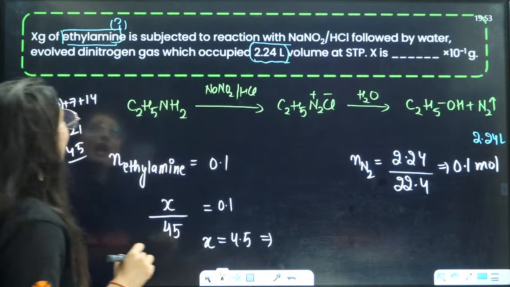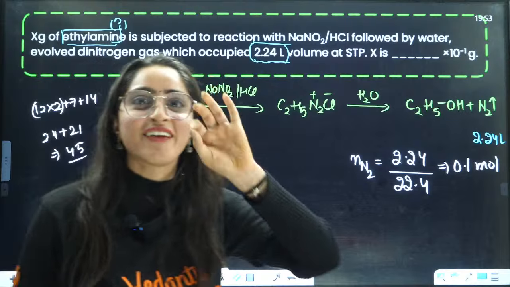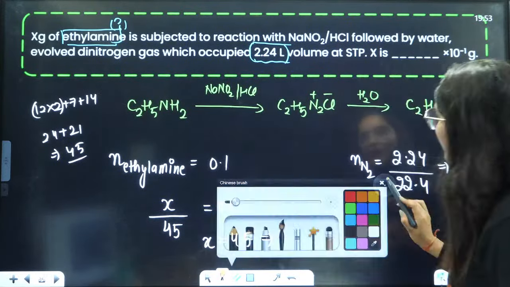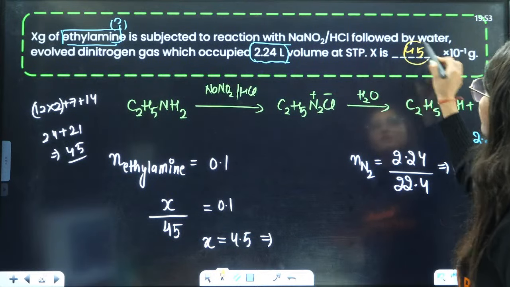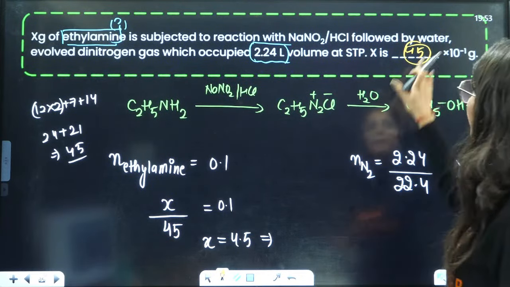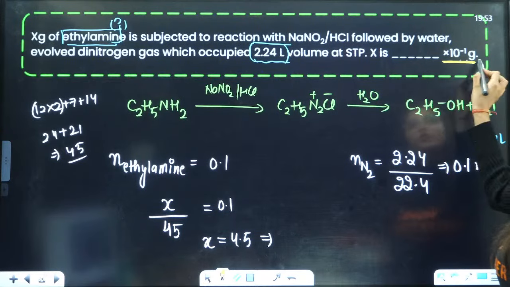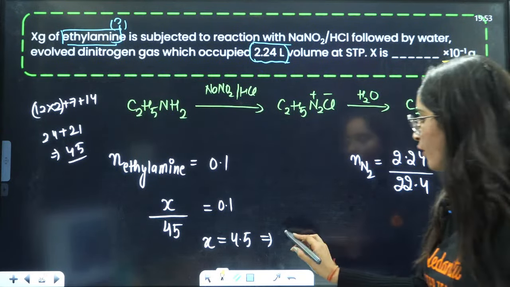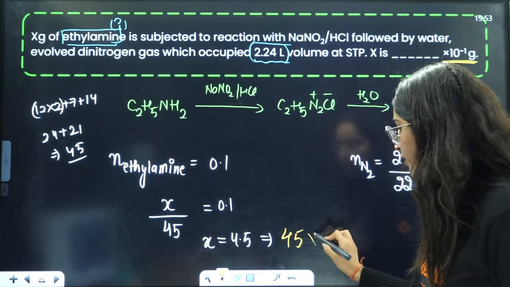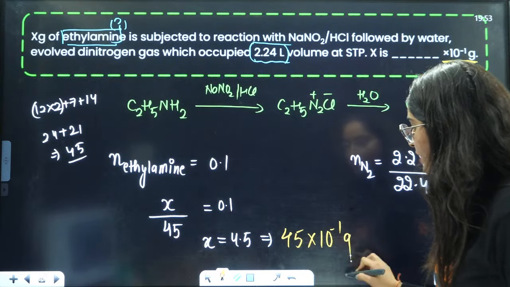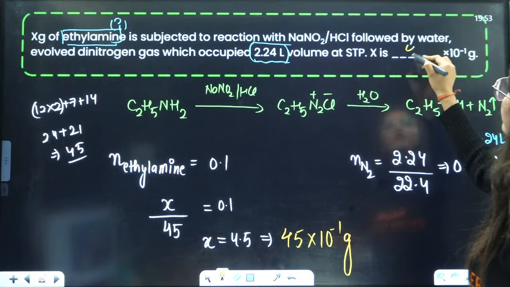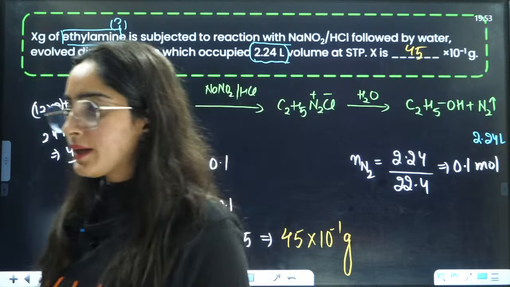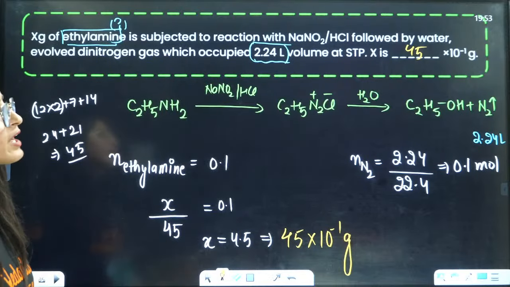See, a very silly mistake that students can make is to say, ma'am, here I have written the answer as 45 only. But guys, they have also mentioned into 10 raised to power minus 1. So if you want to convert it like that, it will be 45 into 10 raised to power minus 1 gram. So 45 is the correct answer.